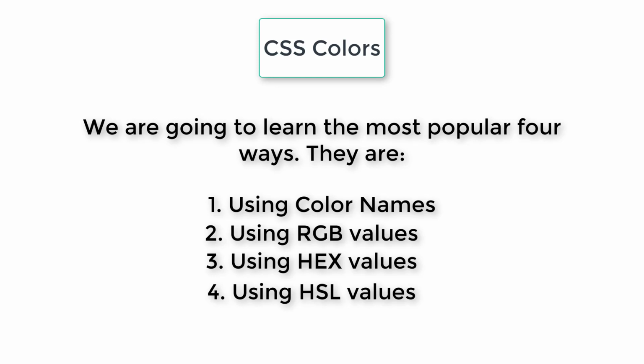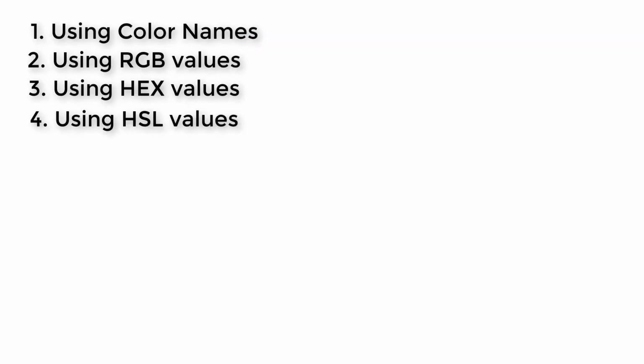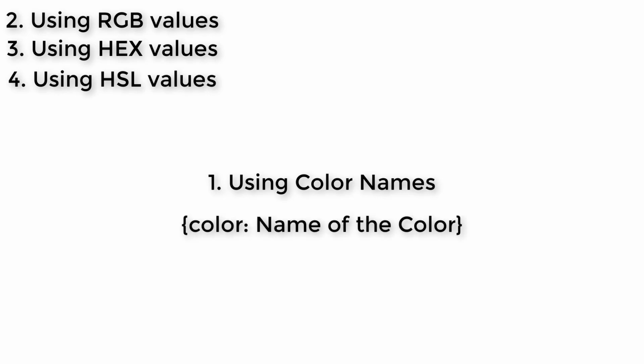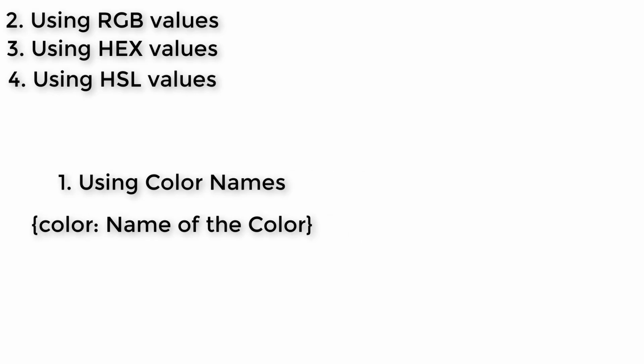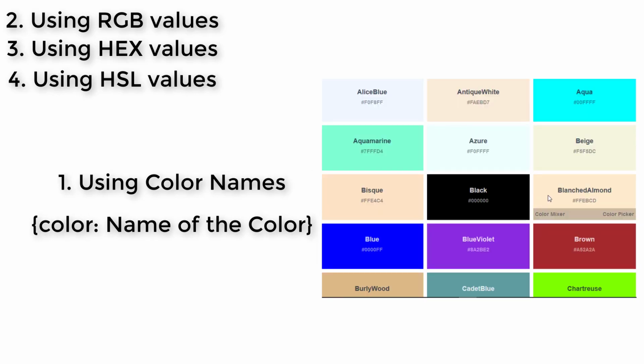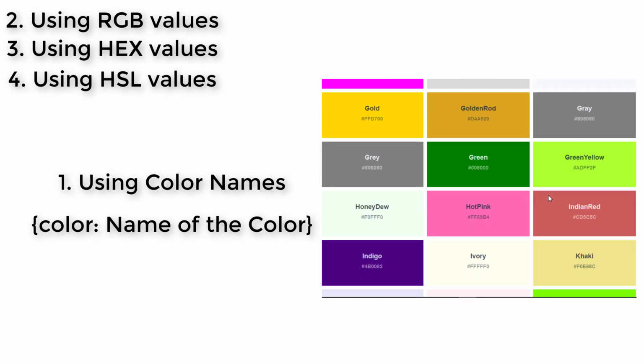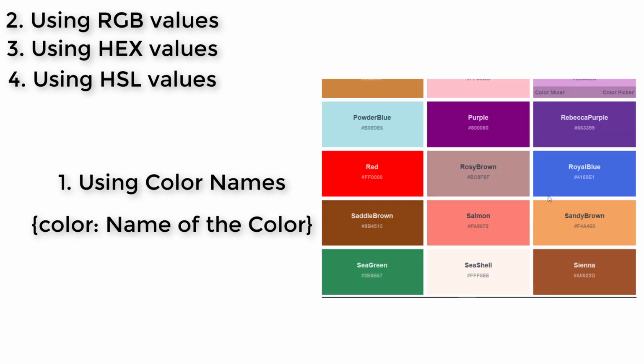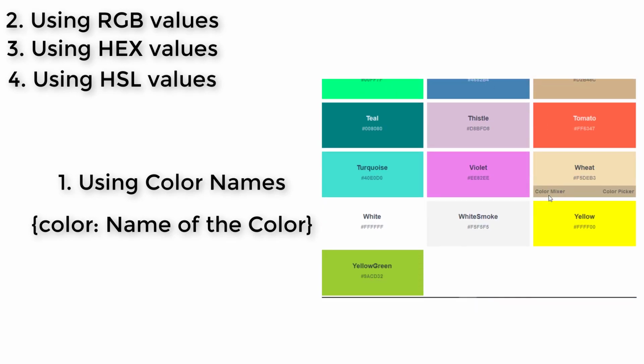Let's have an idea about these colors first. Assigning color using color names is a pretty straightforward task. All we need to do is to write down the name of the color. There are 140 standard color names in CSS. You can make a quick Google search to find out the color names.